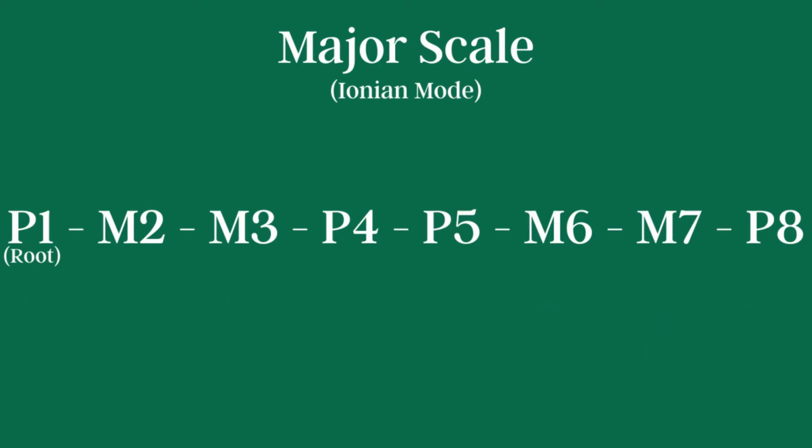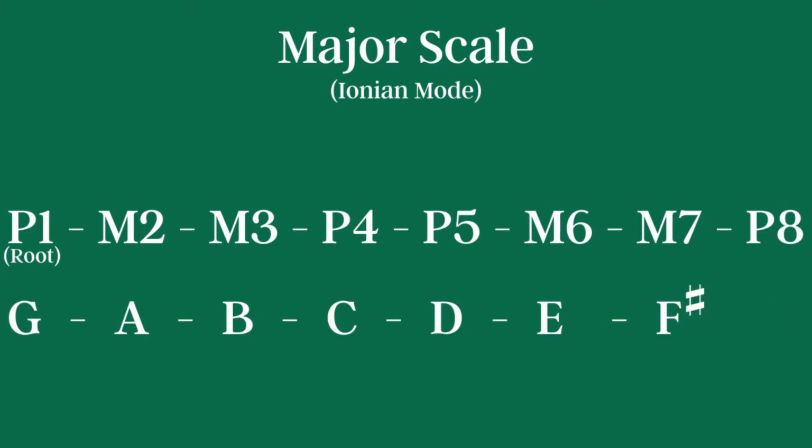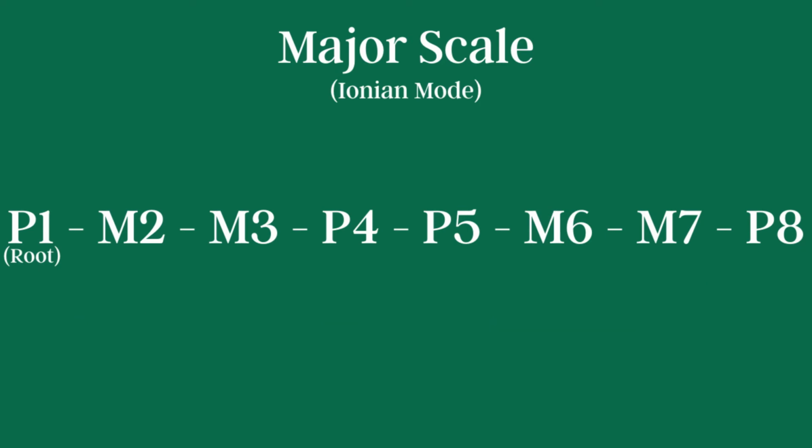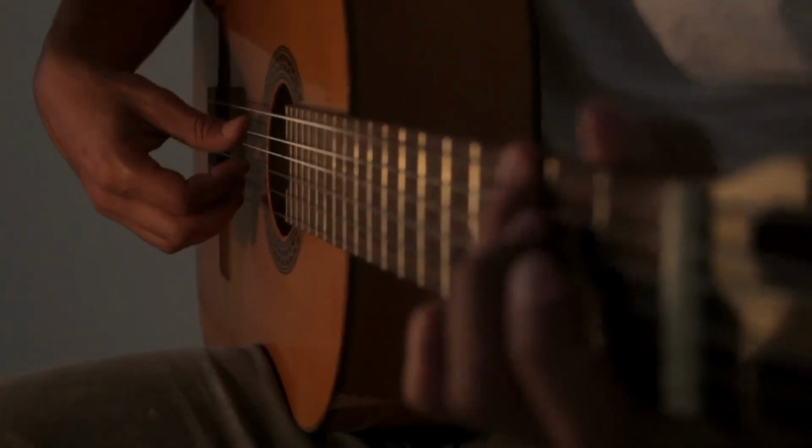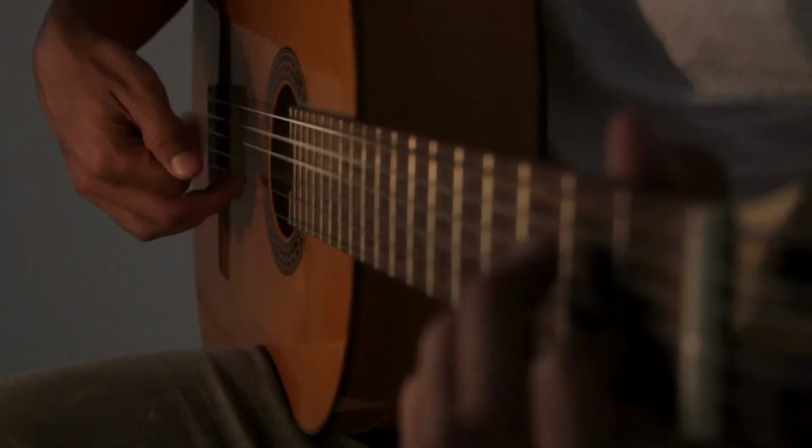Let's do it again with a different starting pitch. I'll follow the same exact formula starting on the letter G. G, A, B, C, D, E, F sharp, G. This is my G major scale. You can follow this starting from any pitch and you'll end up with a major scale. If you practice these scales regularly on your instrument, you'll memorize your scales sooner than you'd think.